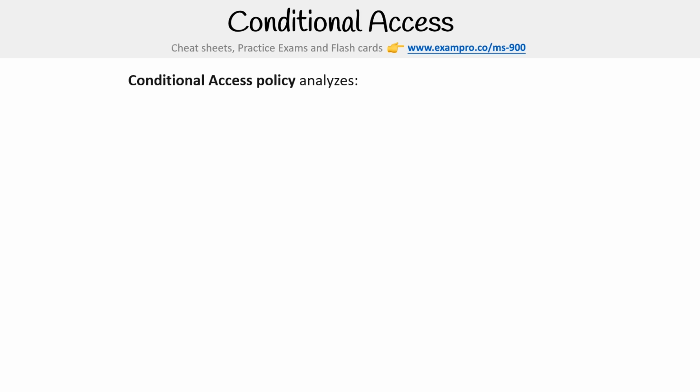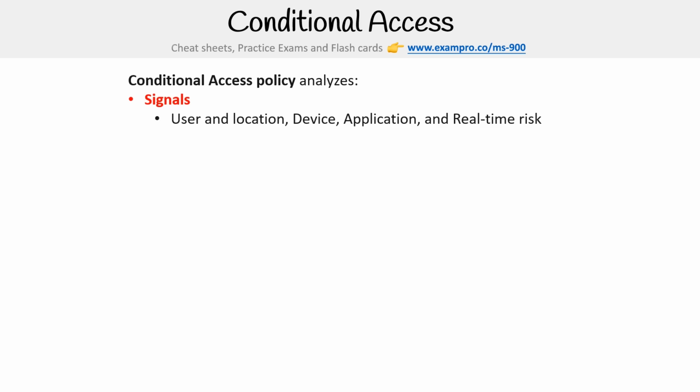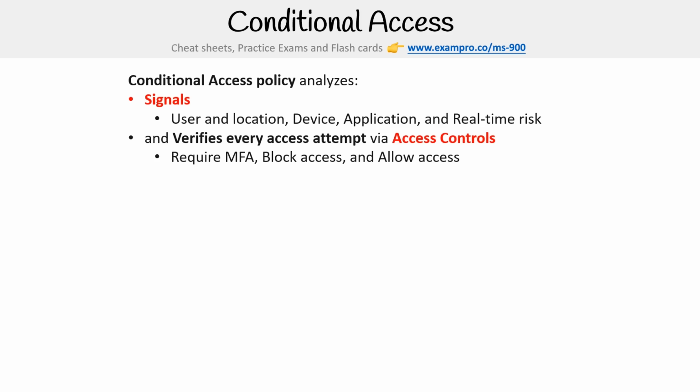So, a conditional access policy analyzes signals. Signals could be user and location, device, application, and real-time risk, and we'll go into more detail on all the types of signals in the next slide. And the idea is you need to verify every access attempt through access control. You might have require MFA, block access, and allow access.